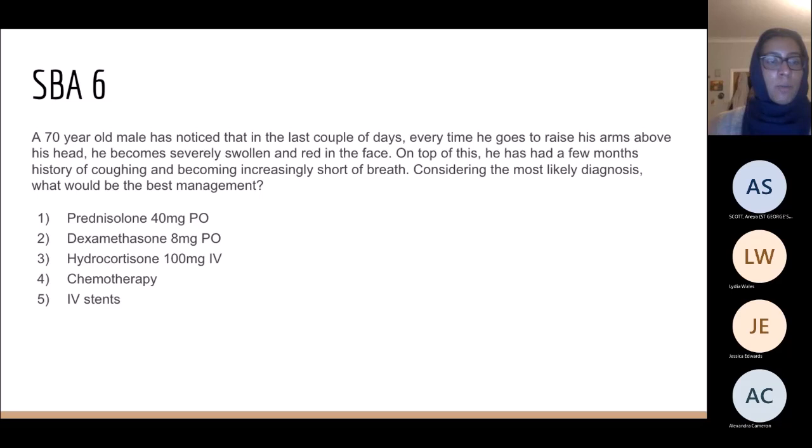Next SBA: a 70-year-old male has noticed that in the last couple of days, every time he goes to raise his arms above his head, he becomes severely swollen and red in the face. On top of this, he has had a few months' history of coughing and becoming increasingly short of breath. Considering the most likely diagnosis, what would be the best management? Okay, just opened up the poll.